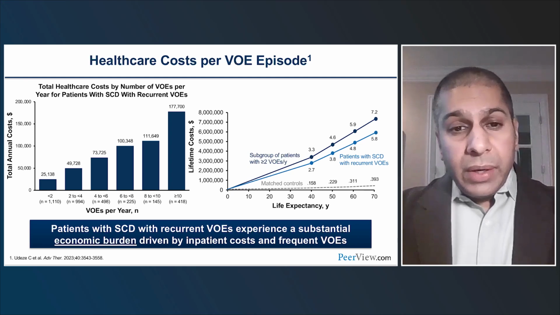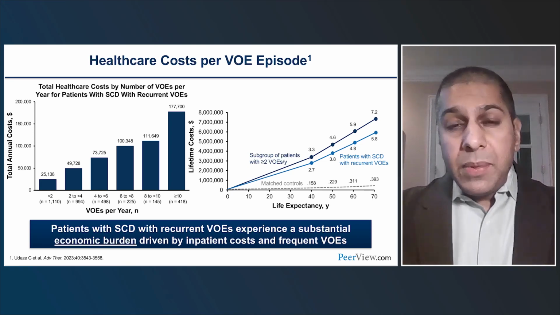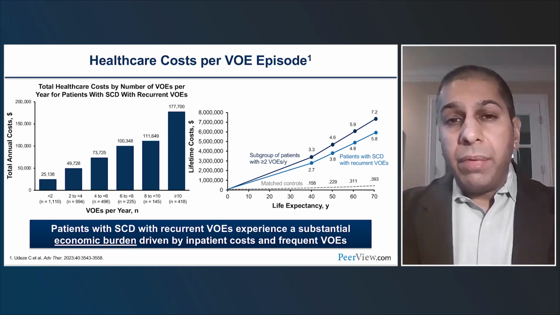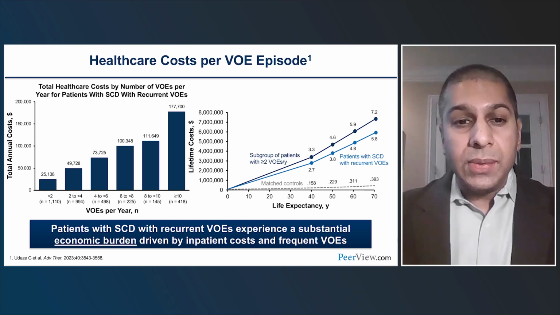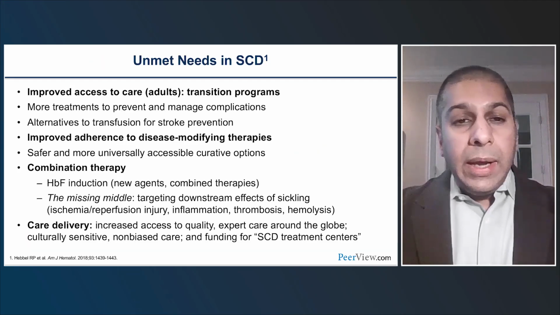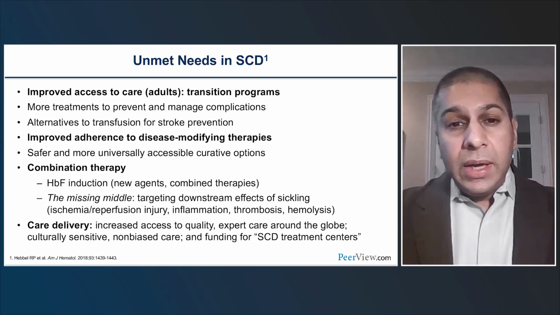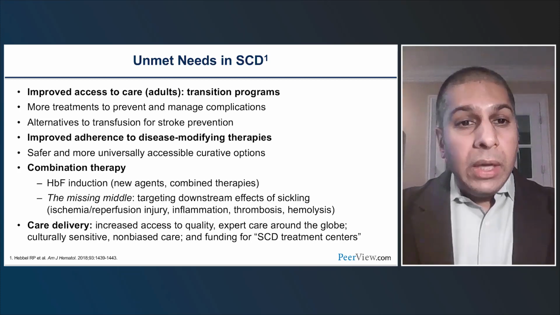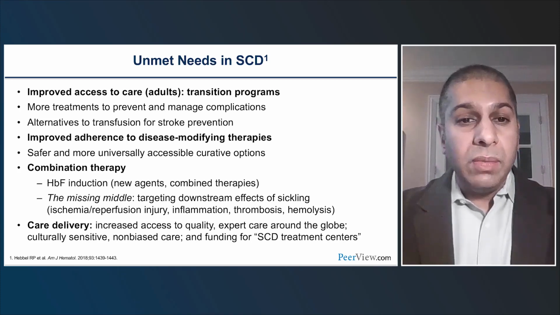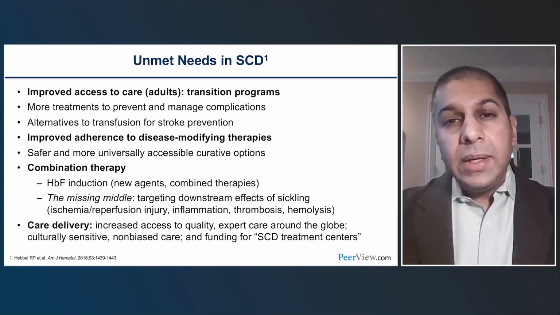As you can see here very nicely, the more vaso-occlusive episodes that you'd expect, the greater the care. And it's estimated that over $1 billion is spent annually to help care for the vaso-occlusive episodes in our patients. And there are several unmet needs that are related to the vaso-occlusive episodes. And this includes improved access to care, including transition programs, improving adherence to disease-modifying therapy that might help reduce the incidence of vaso-occlusive episodes, and then combination therapy.